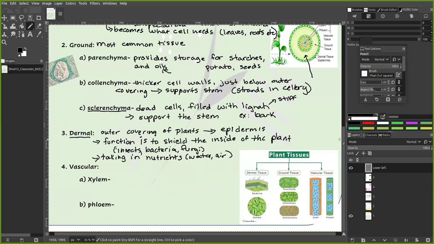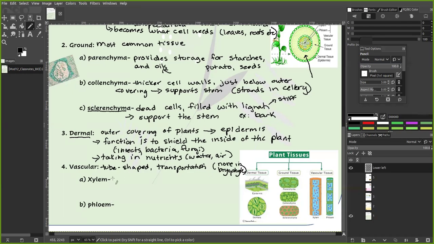Now the last two tissues that we're going to discuss are vascular tissues. Now remember that vascular tissue is tubes. Tube-shaped cells, both of them. And its function is transportation. Remember, all plants have vascular tissues except for bryophytes. Those are the mosses. Everything else has it. Now you have the xylem and you have the phloem.